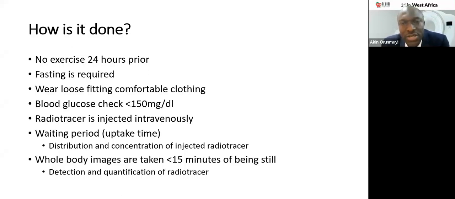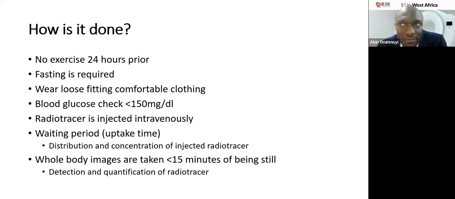The injection is usually given intravenously, and there's an uptake time where the injection gets to spread within the body, and then the uptake in the actual cells happens. Usually the uptake time is about 60 minutes. And then we take a whole body imaging, which is something that's very unique about PET-CT.